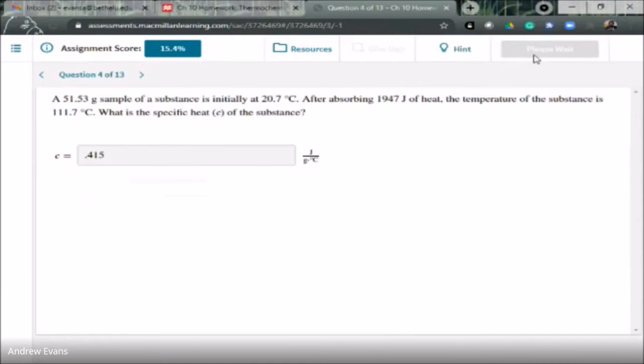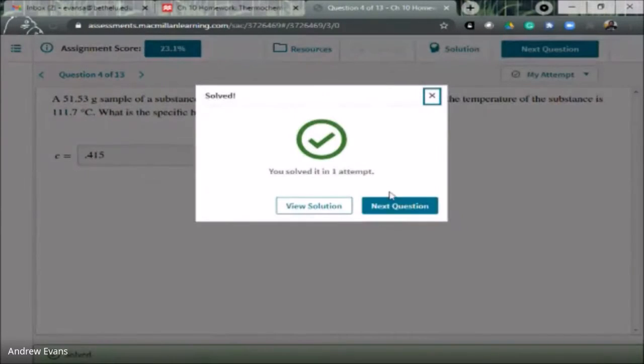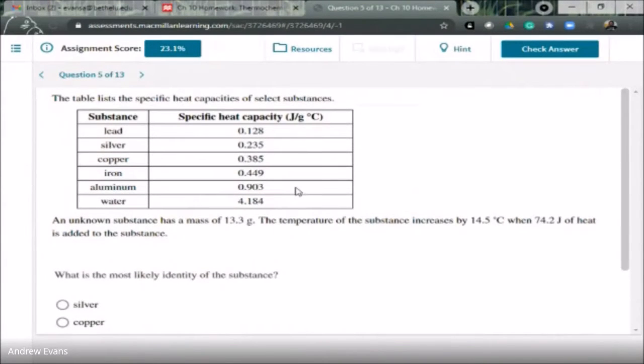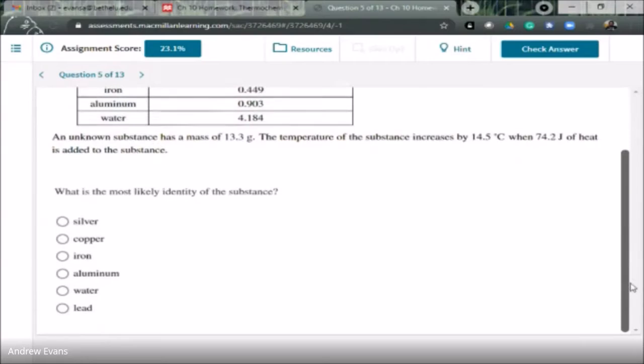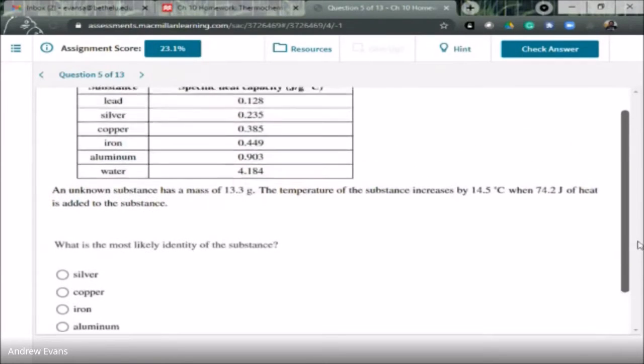Maybe do one more of these. Let's see what the next couple problems are. So this one, okay, they give us the information. Here's our change in temperature, here's our mass, here's our heat flow. We are to find the specific heat capacity and determine which of these substances it is.